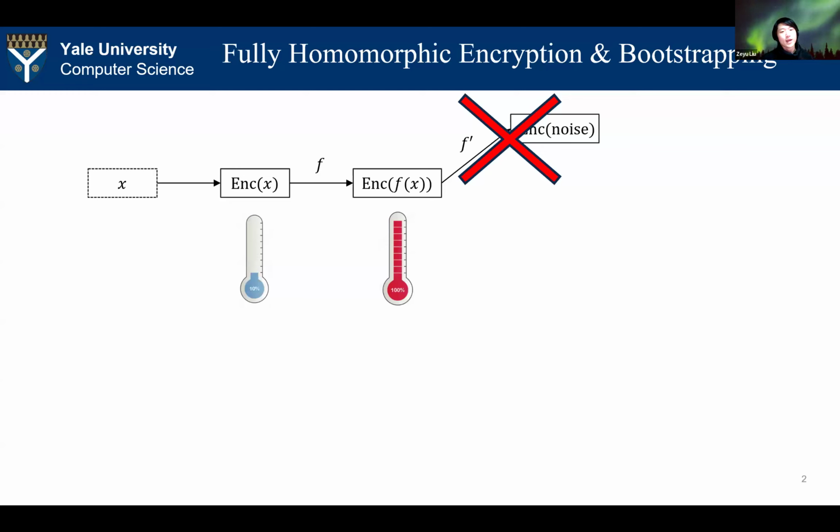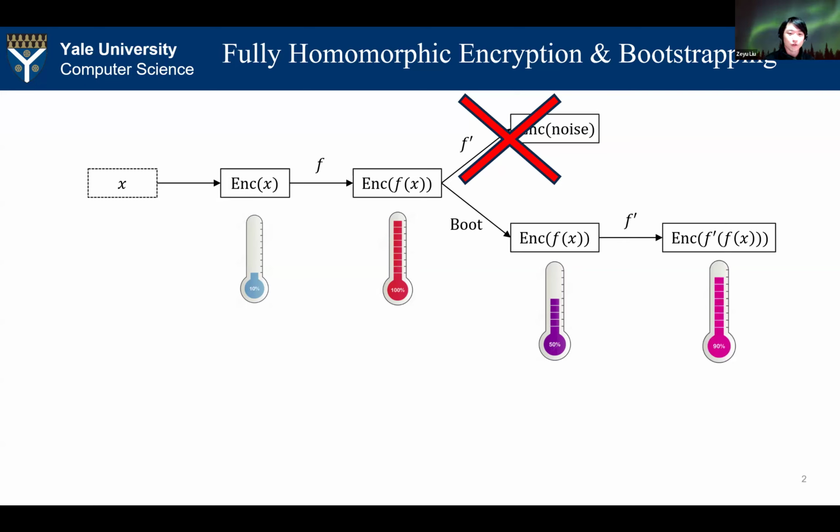What we can do is perform this procedure called bootstrapping. Bootstrapping will not change any of the content in the ciphertext. The content of f of X remains, but the noise will decrease by some amount. After it decreases to some threshold, you will be able to further evaluate what you want, like f prime, and then you will get an encryption of f prime of f of X.